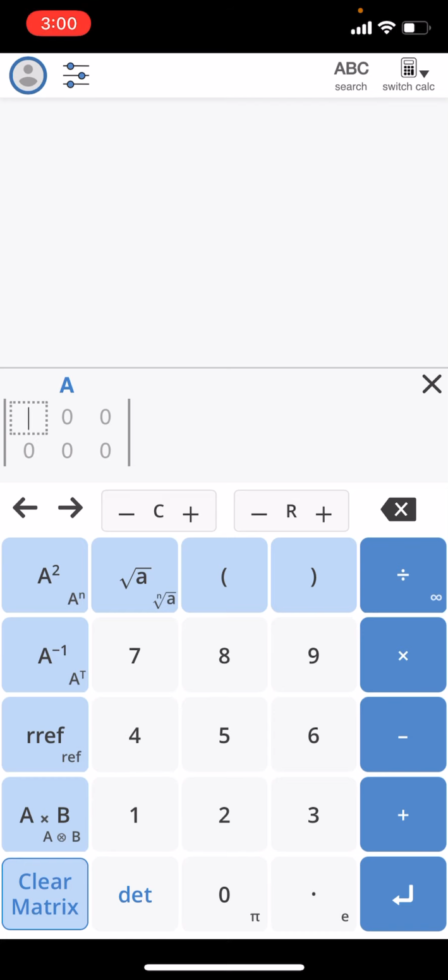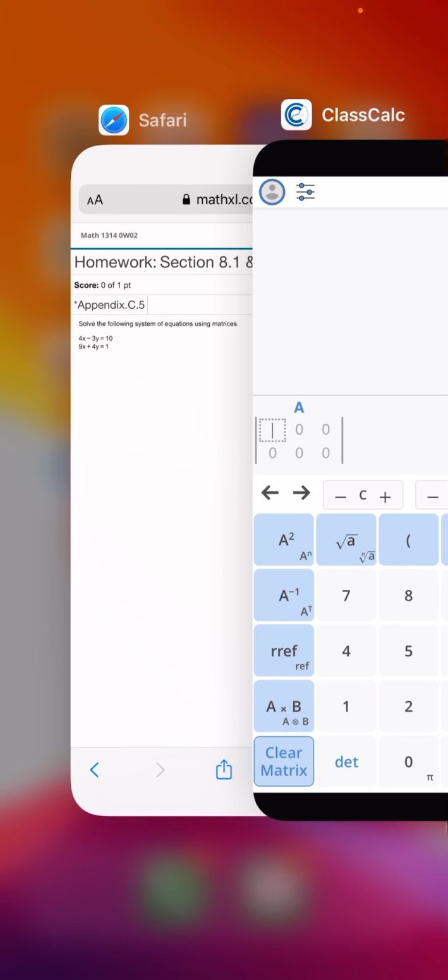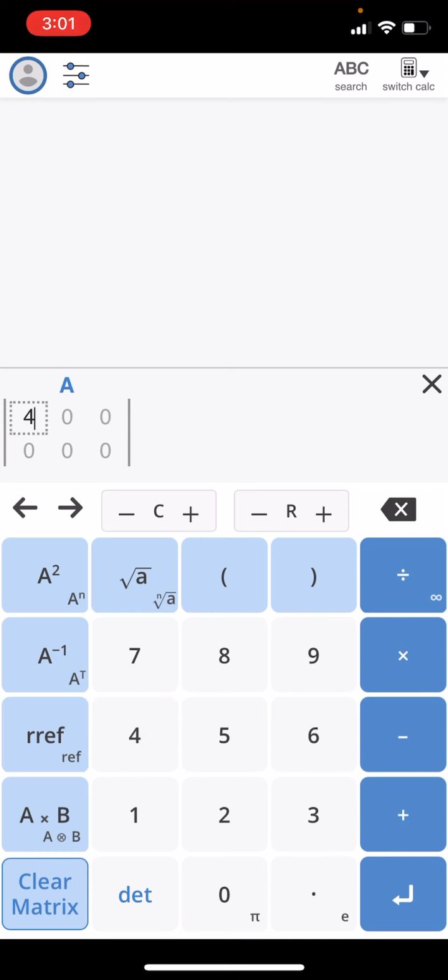Now, in this first row, I'm going to pull off the coefficients from my system of equations. I had 4x minus 3y equals 10. So I'm going to pull off the coefficients 4, negative 3, and 10. I'm essentially creating an x column for the coefficients in front of x's, a y column for the coefficients in front of y, and then a column of those constants that were on the right-hand side of the equal sign.